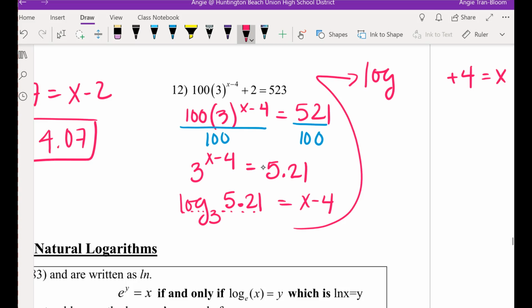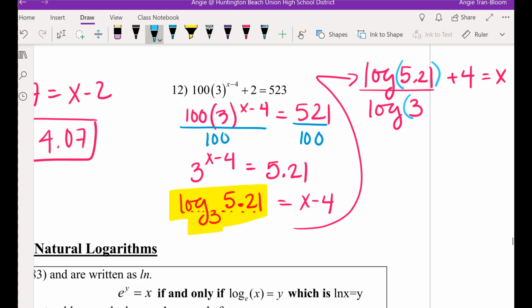Log over. How would you solve this piece using your calculator? Log of 5.21 divided by? Good. Guys, do the log first, because remember, your calculator comes with the parentheses right away. So you have to close those parentheses, get an answer, then add 4 to both sides. Okay?